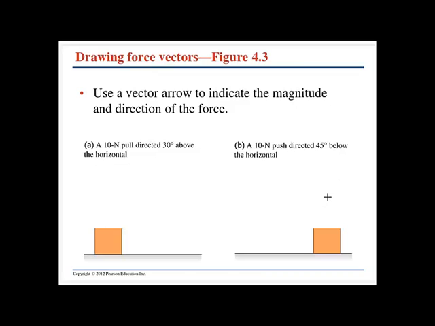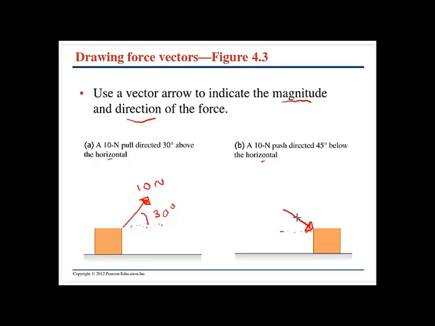I said forces are vectors, and that means I can draw a vector arrow to represent them, remembering that vectors have both a magnitude and a direction. If I consider a 10 Newton pull on an object directed 30 degrees above the horizontal, I might draw my horizontal like this, draw my 30 degrees like that, and make sure that I write 10 newtons as the length of the vector.